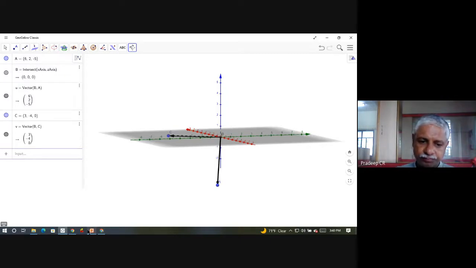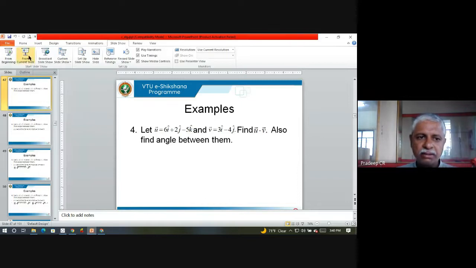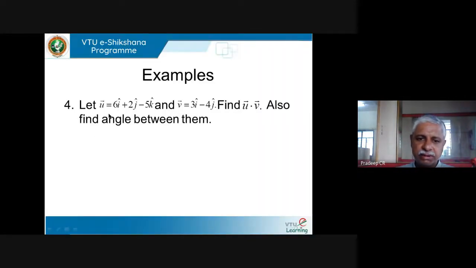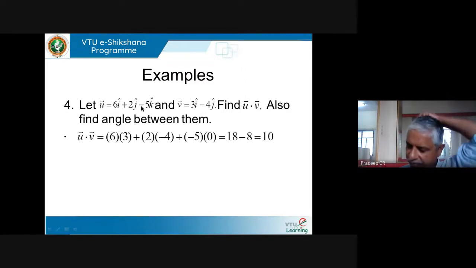To do that, I will use this formula. u dot v is u1 v1 plus u2 v2 plus u3 v3, which means 6 into 3 plus 2 into minus 4 plus minus 5 into the k component, which is 0 here. So I have to write 0. So 6 threes are 18, 2 into minus 4 is minus 8, 18 minus 8 is 10.